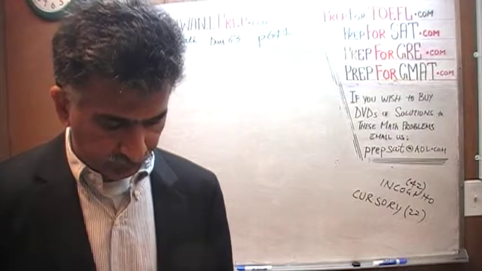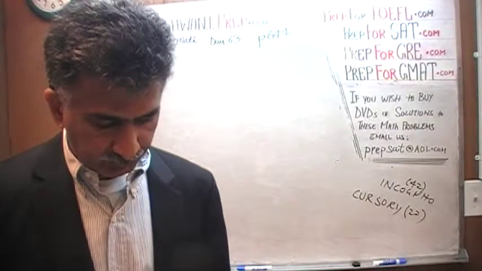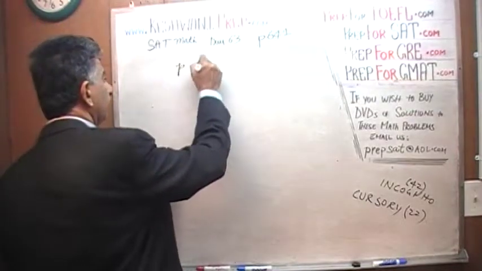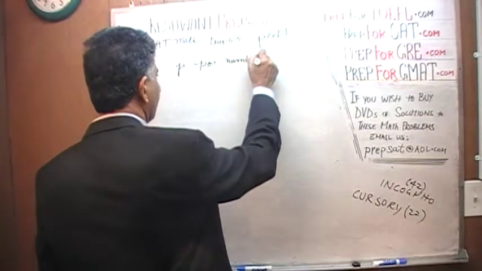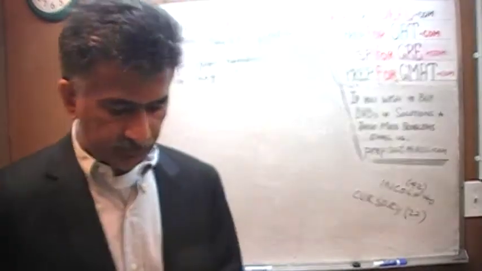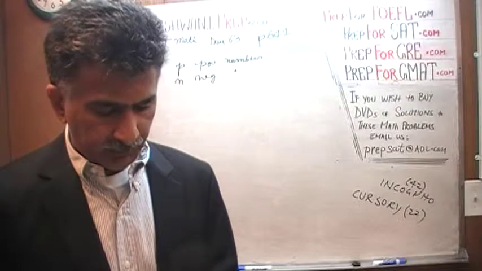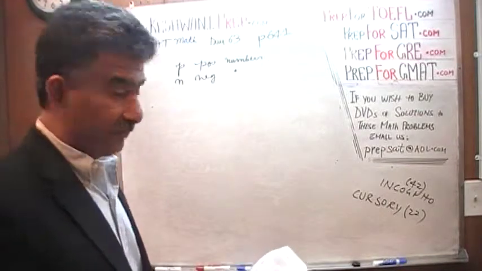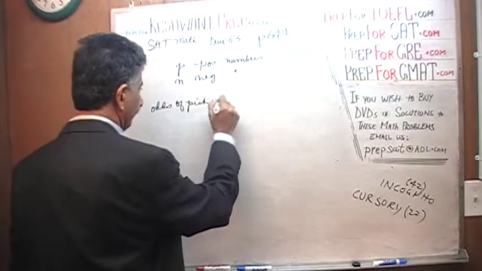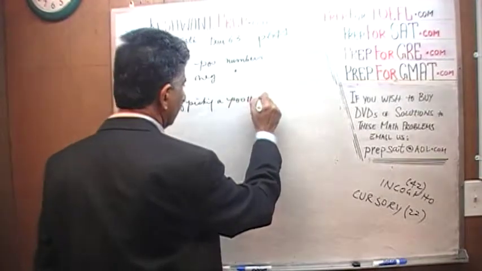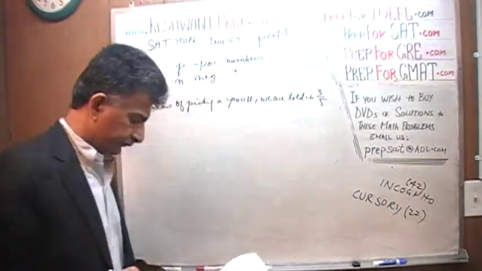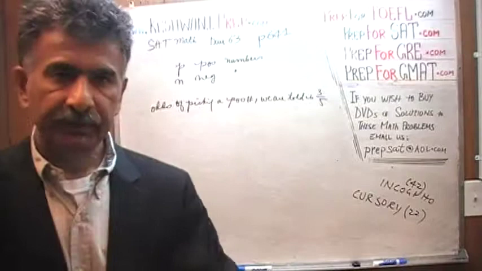Number 12. A list of numbers consists of p positive numbers and n negative numbers. So far so good. A number is picked at random from the list. The probability that the number is positive is 3/5. The odds of picking a positive number at random, we are told, is 3/5.